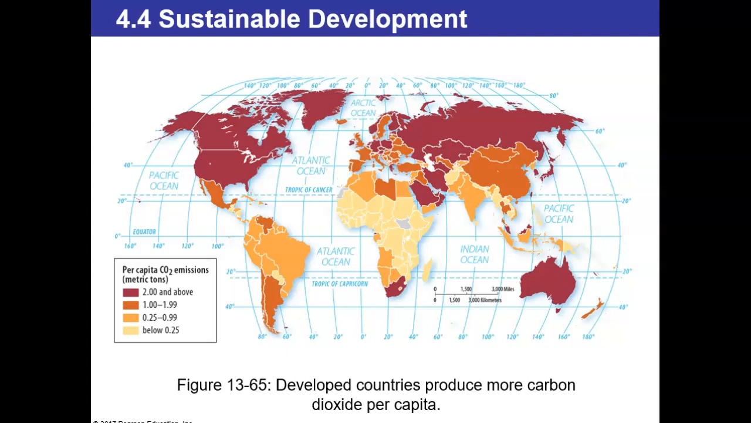Now we're going to be focusing on sustainable development. Developed countries produce more carbon dioxide per capita. The average American spends more than 600 hours per year driving. That's nearly 1 month of the year. Our future of transportation will definitely be more energy efficient and less polluting in the future.